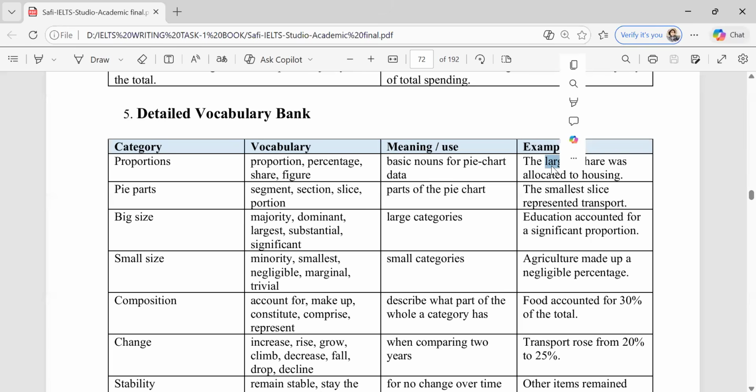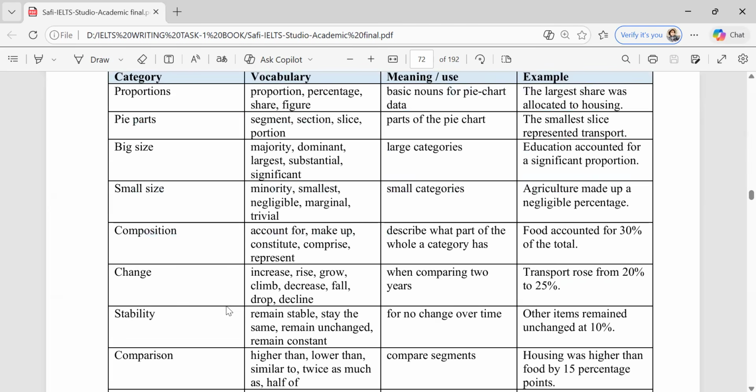And then how to use them. Over here, these are the examples. For pie charts, we don't say big size or small size. Instead of that, what vocabulary can we use? This is the vocabulary, you can study them. For composition, these are the verbs we use here: accounted for, made up, constitutes, comprises, represents, distributes. So different verbs you can use.